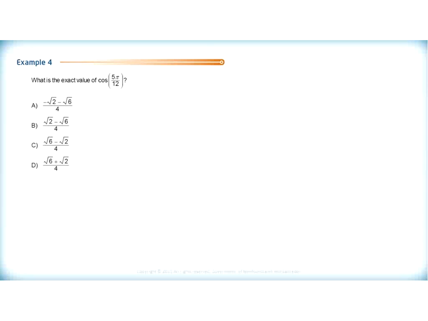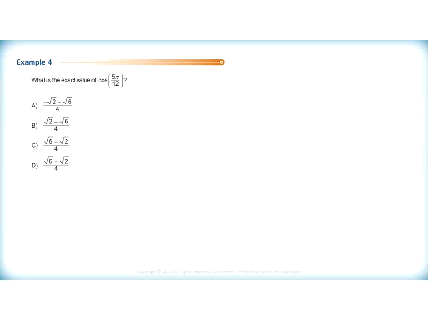Example 4. What is the exact value of cosine of 5 pi over 12? Again, what we want to do with this one is rewrite this, think about it in terms of degrees first, then go back and rewrite it in terms of radians. Again, you may want to pause the recording and try this one on your own first and see if you can get one of these answers here.